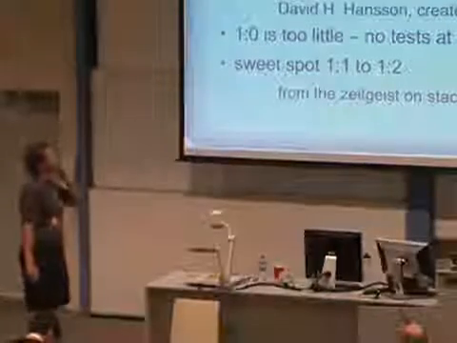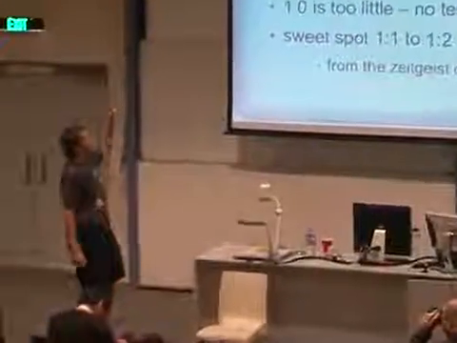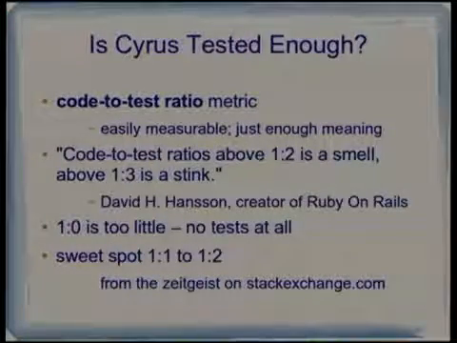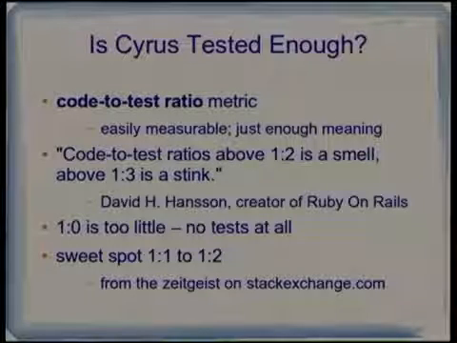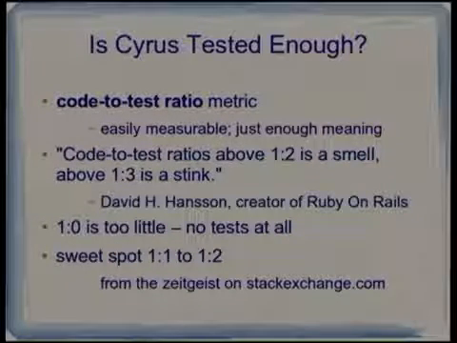So I went out and did a little bit of research. I spent half an hour on Stack Exchange. And there's this code to test ratio metric, which I think is a completely meaningless measure of anything. But it is at least very, very easy to measure. wc -l, very easy. There are some people out there, including some really famous people, who have an idea of what's too much of a ratio, too little of a ratio. So a 1:2 ratio means you've got twice as much test code in terms of lines as you do actual real code. That sounds like it's too much.